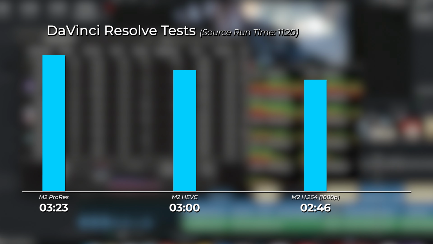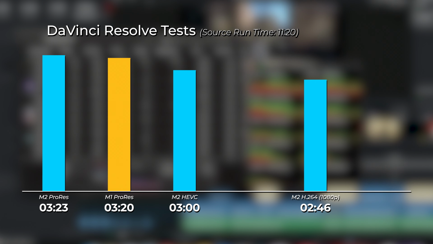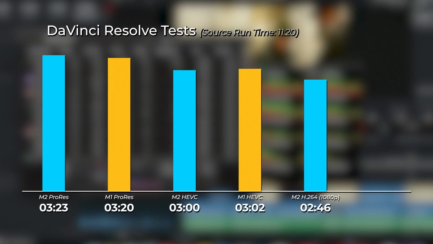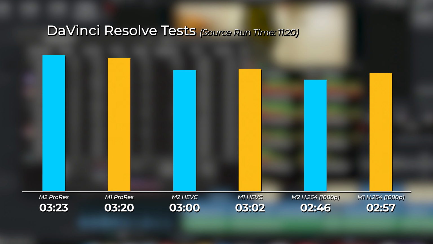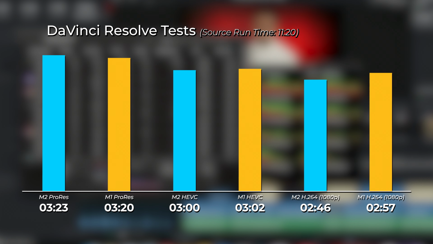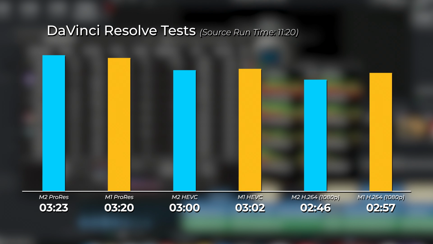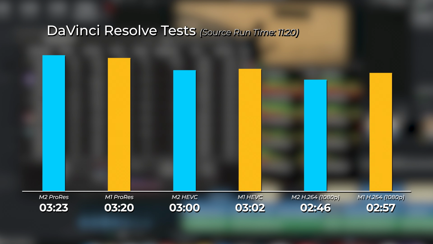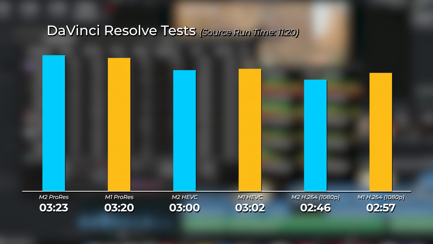But what about the M1 Max? The previous chip delivered very similar results of 3 minutes, 20 seconds, 3 minutes, 2 seconds, and 2 minutes 57 seconds respectively. These are neck and neck with the M2 Max, and in one case is even just a tiny bit faster, though we can probably chalk that up to margin of error. So what's going on here?